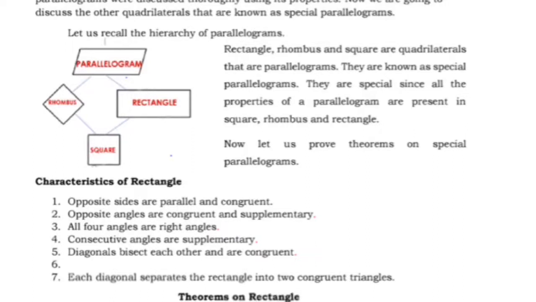As you can see in your module, you have the three types of special parallelograms. First is rhombus, then rectangle, and square. These are the three special parallelograms. Rectangle, rhombus, and square are quadrilaterals that are parallelograms. They are known as special parallelograms. They are special since all the properties of a parallelogram are present in square, rhombus, and rectangle.